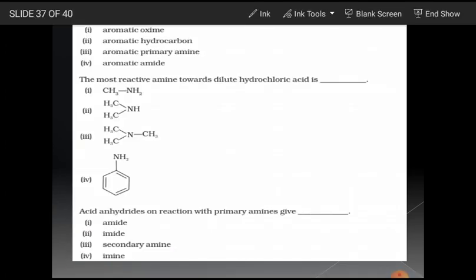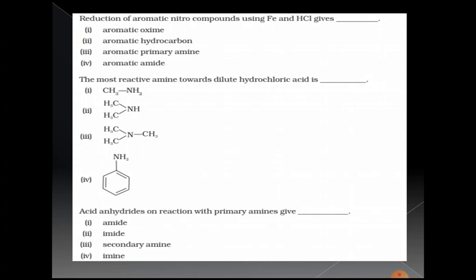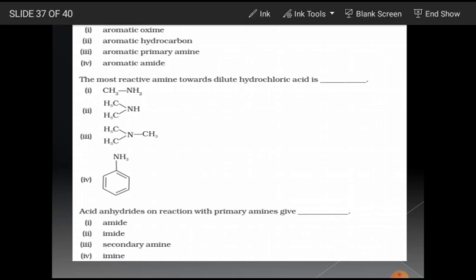Let's see this question now. Reduction of aromatic nitro compounds using iron and HCl is... So what could be the answer for this question? Reduction of aromatic nitro compounds will give us aromatic primary amine, right? So it should be option number 3.